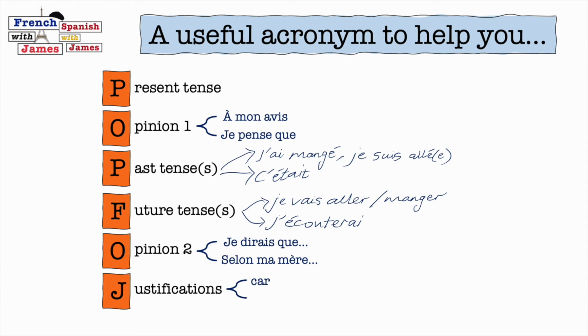And finally, making sure you've got your justification. So when you've used your opinion phrase, you've given an opinion, you always follow it up with a car or parce que, and then a reason. It doesn't need to be a really long reason. It could just be something quite simple. It could just be parce que c'est with an adjective.